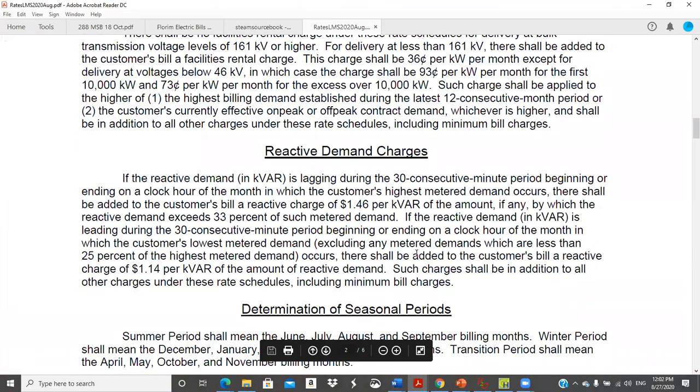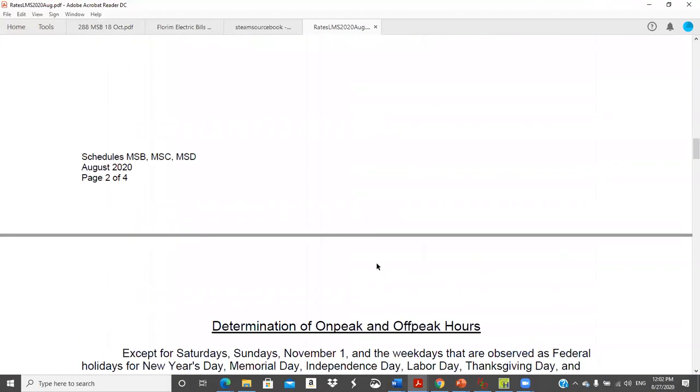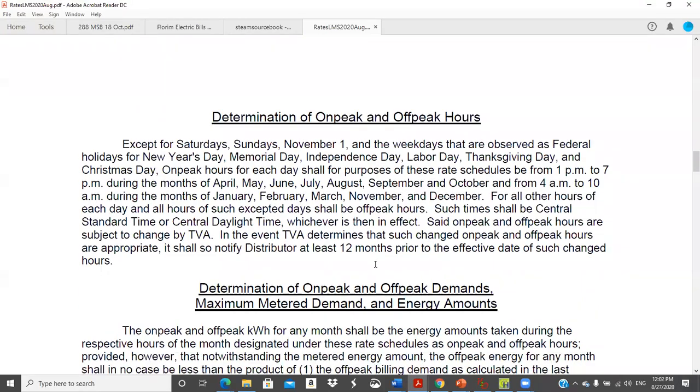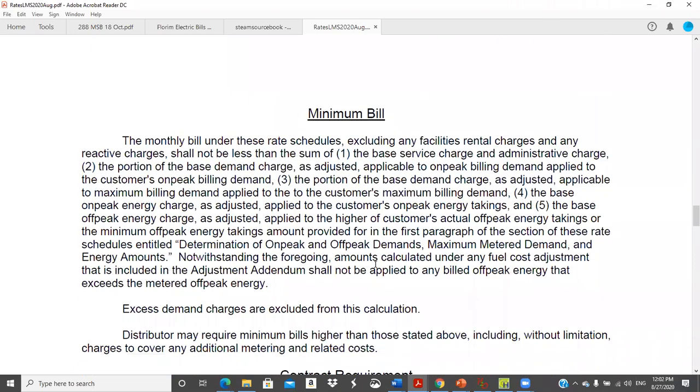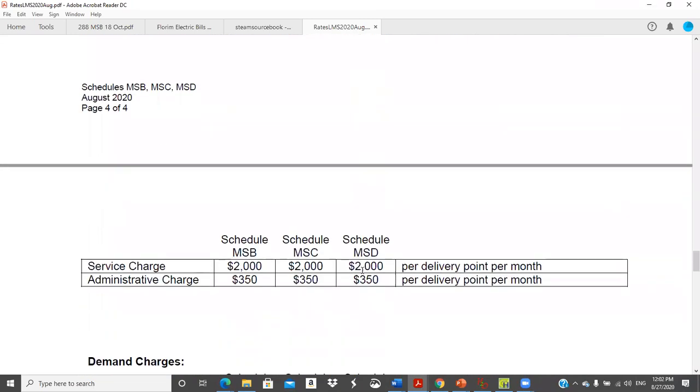So facility reactive. These are the power factor charges, and they are paying a penalty. They'll need to pay some penalty the way I set it up. And then seasonal periods and all that stuff's pretty much, I think, the same as what we went over. Minimum bill, you won't have to worry about that for that month.